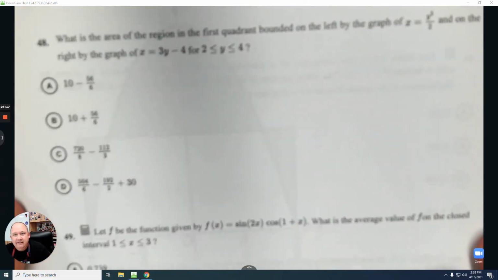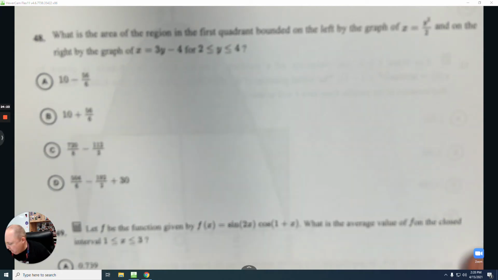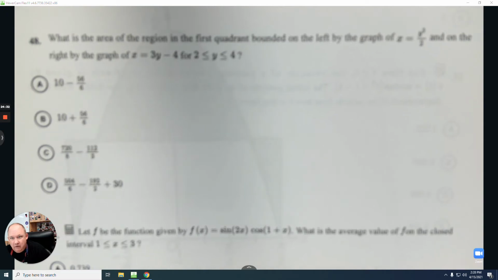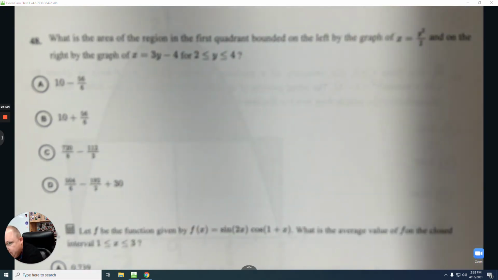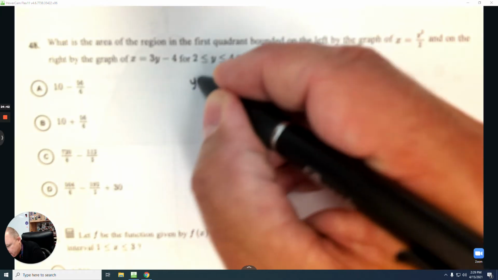Number 48. What is the area of the region in the first quadrant bounded on the left by the graph y squared divided by 2, and on the right by the graph x equals 3y subtract 4? And we are going from 2 to 4. All right. So a couple of things would be helpful here. First of all, I'm going to make them equal to each other.